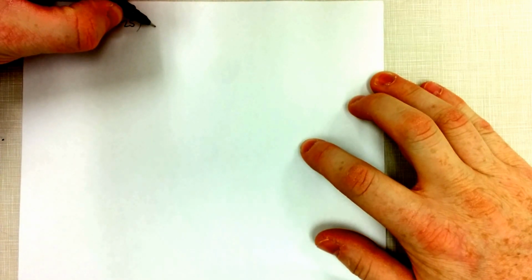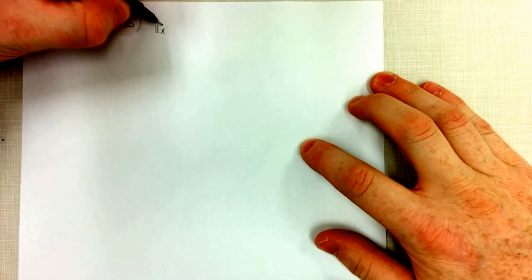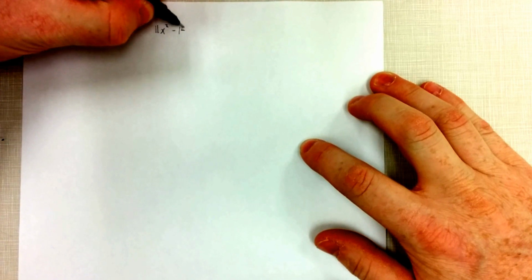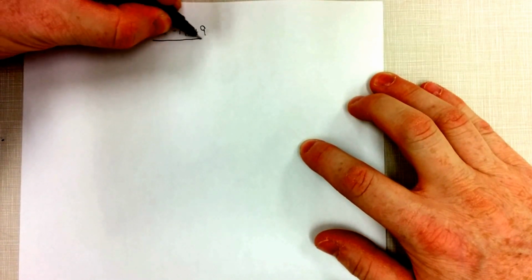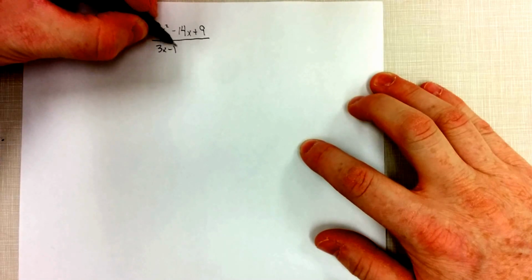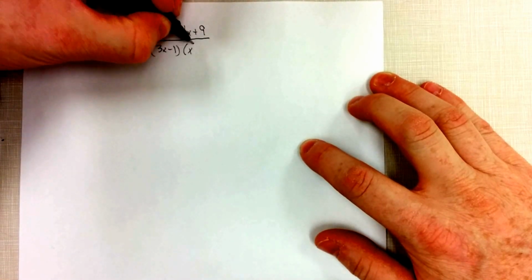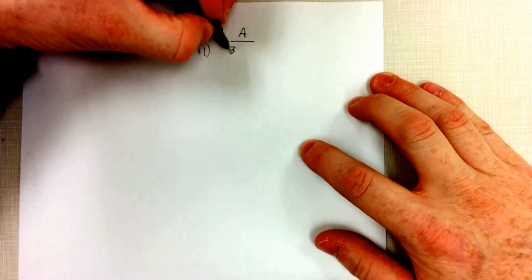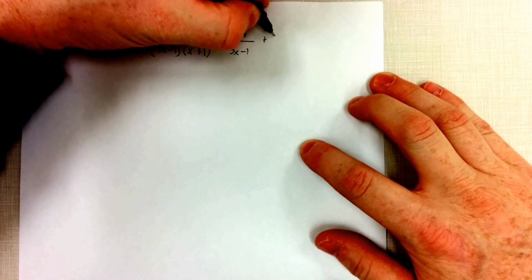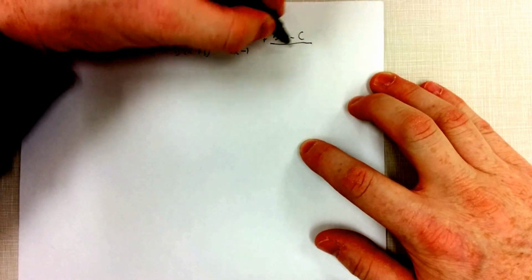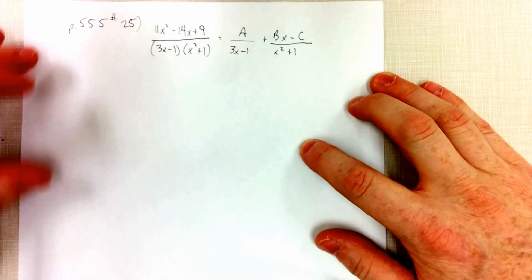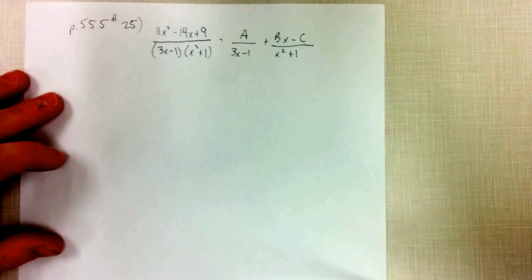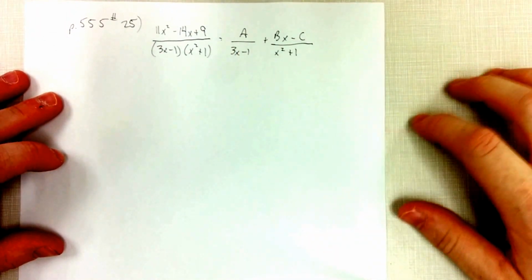Okay, so we're going to take a look at page 555, number 25, which reads, we have this equation (11x squared minus 14x) plus 9 over 3x minus 1 times x squared plus 1, and that's going to be equal to A over 3x minus 1 plus Bx minus C over x squared plus 1. So we have this equation, and we're to find the values of A, B, and C that make this equation true.